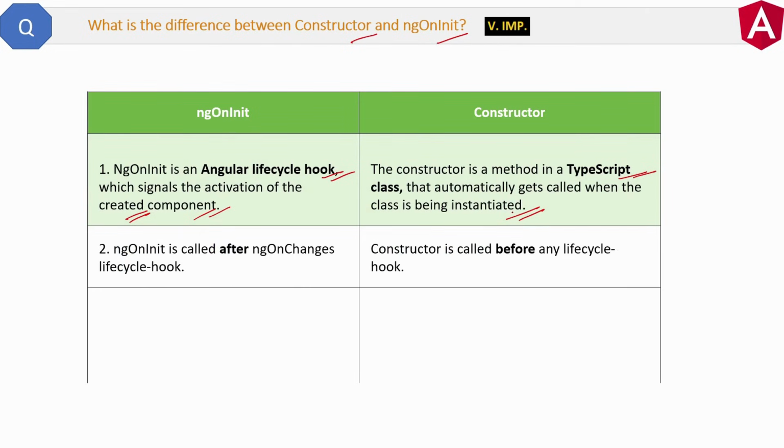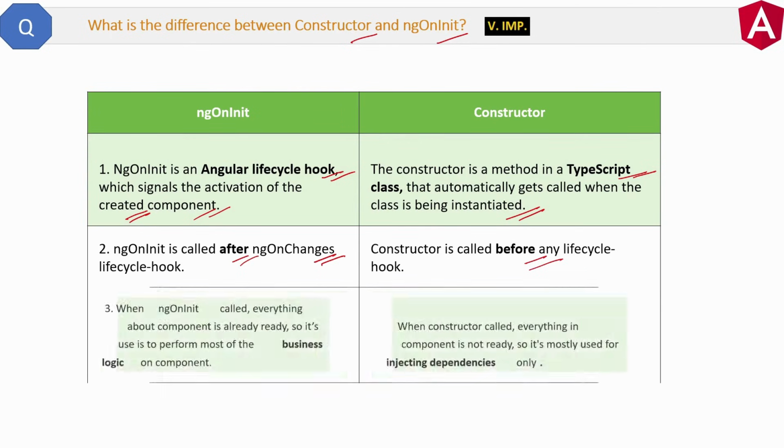Second difference is ngOnInit is called after the ngOnChanges lifecycle hook, whereas the constructor is called before any lifecycle hook. The first lifecycle hook is ngOnChanges, but the constructor will be called even before that. So when the constructor is called, the component is not yet created or not yet ready. Now the most important difference is when to use ngOnInit and when to use the constructor.